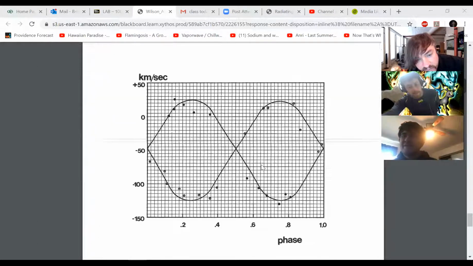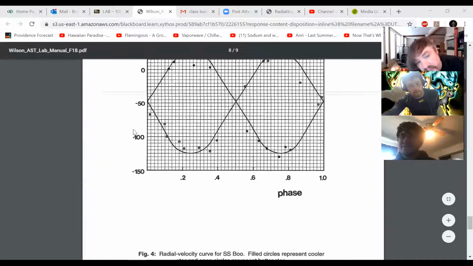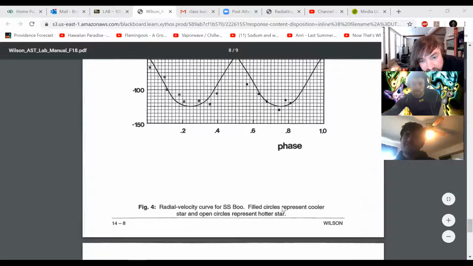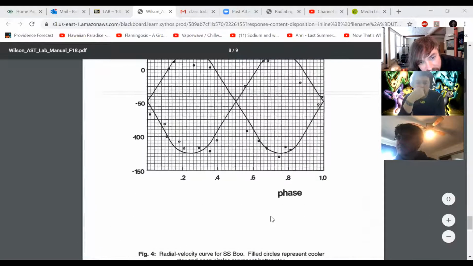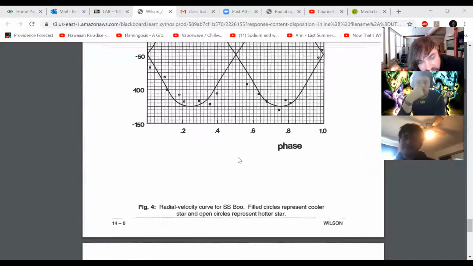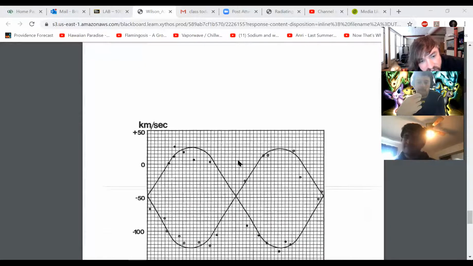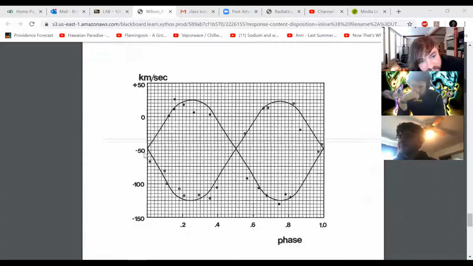So here's the actual redshifted and blueshifted data with some lines drawn into them. Now the filled circles represent the cool star, the red giant. The open circles represent the hot star, which is the small G-type star. And you'll notice that instead of the velocities being positive or negative, they seem to orbit around negative 40 something. We're going to figure out what that is in just a minute.